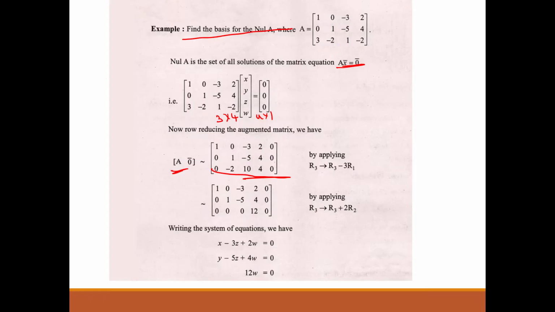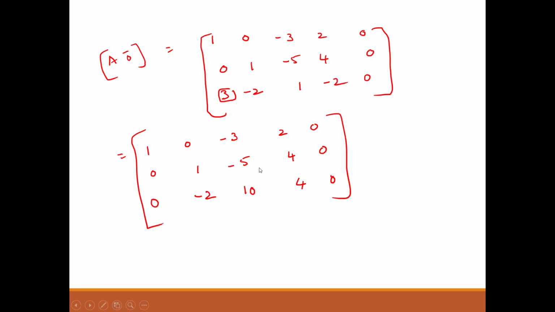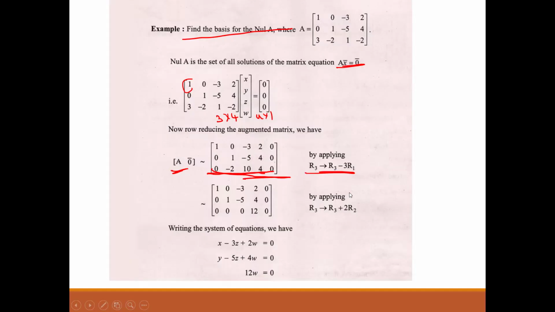So here you see R3 is replaced by R3 minus 3R1. This is your R3. I am multiplying with 3 and I have subtracted. I got this, just now I showed you. Now, to make it echelon form, what you have to do? I have to make this one 0. How will you make this one 0? Replace R3 by R3 plus 2R2. Multiply this with 2 and add it. Minus 2 plus 2, 0. 10 minus 10 is 0. This is 4, 2 fours are 8. 8 plus 4, that is 12. Okay, is it clear now?